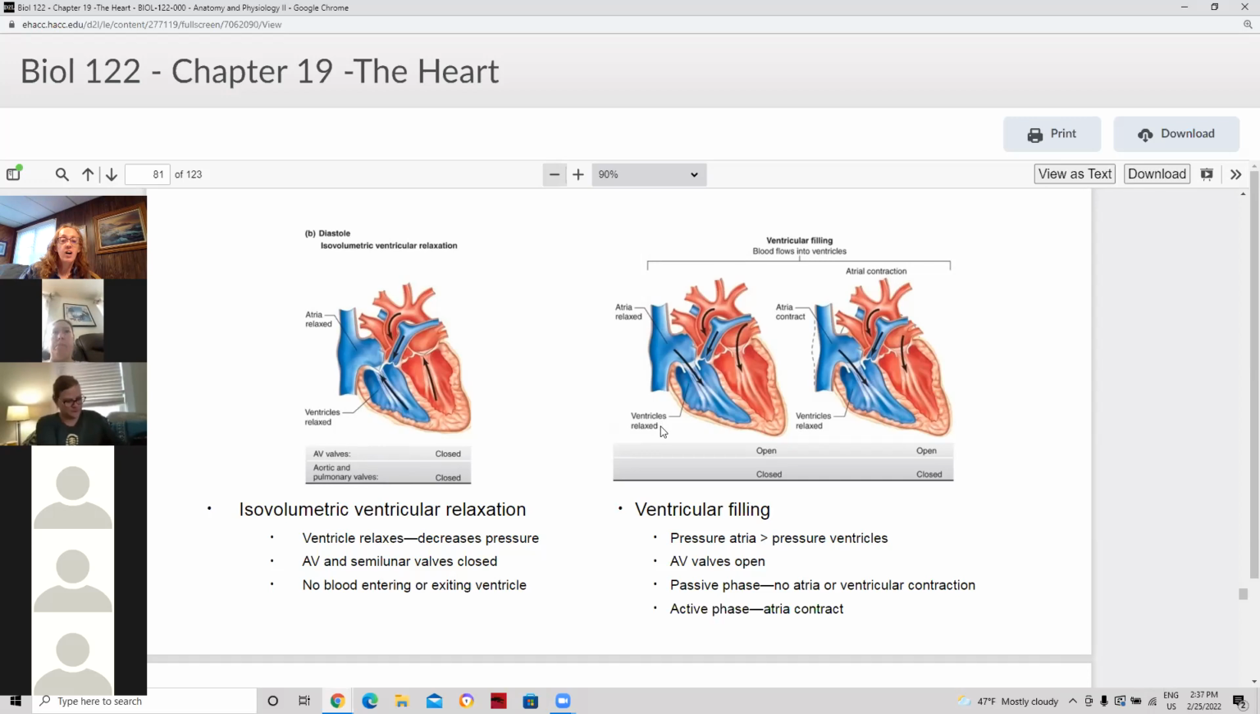Then the AV valves open. And the result is that the ventricles start to fill. There's no atrial or ventricular contraction at this point. It's just that the ventricles fill because it's a liquid and it's flowing by gravity. So lower pressure in the ventricles, so it's flowing down.